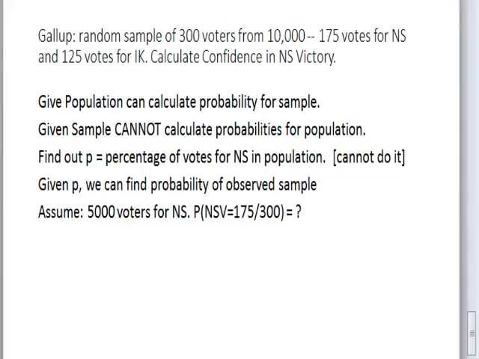Basically, if you know what the population is, then you can calculate the probabilities of the sample. If you know what the sample is, you cannot calculate probabilities for the population. So only in one direction is the probability calculation possible.